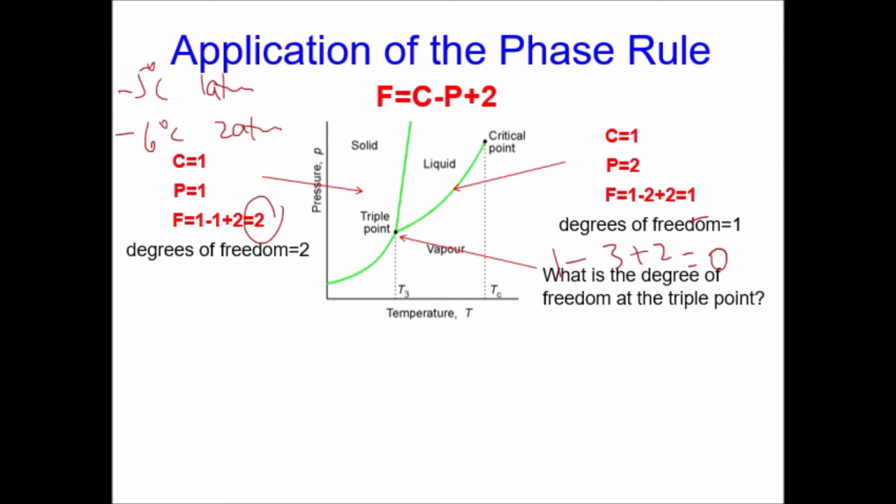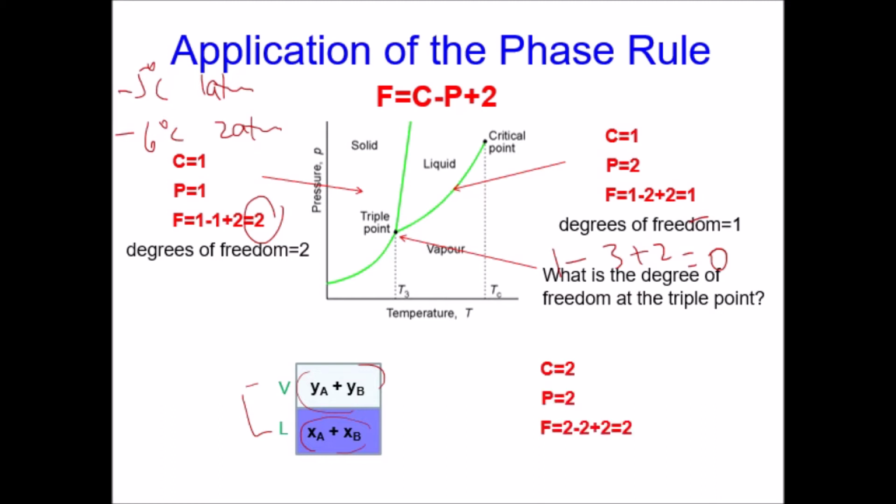It's determined by nature. All right, what about a two components system? So you have 2 phases, 2 components. So C is 2, P is 2, and then the degree of freedom is 2. So in this case, you can change both temperature and pressure. The compositions cannot change if temperature and pressure are fixed.